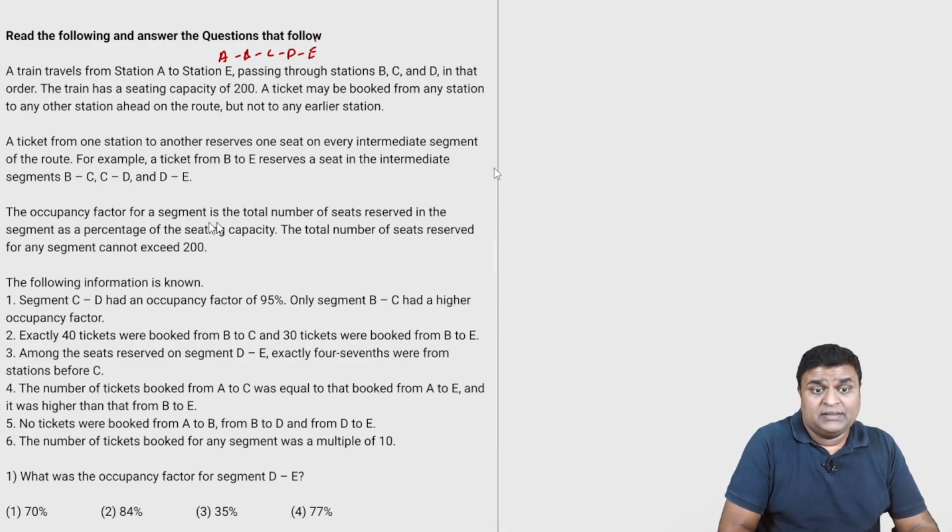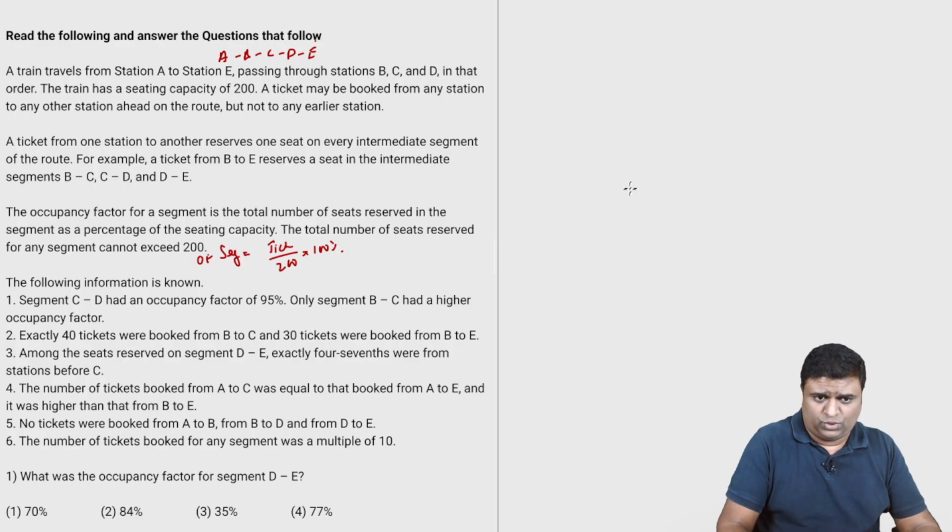Understood. The occupancy factor for a segment is the total number of seats reserved in the segment as a percentage of the seating capacity. The total number of seats reserved for any segment cannot exceed 200, right? 200 is the total. So occupancy factor is nothing but the total number of seats reserved in the segment, that is, tickets which have been purchased, divided by 200 into 100%. This is for a segment, right? Segment occupancy factor, OF of segment.